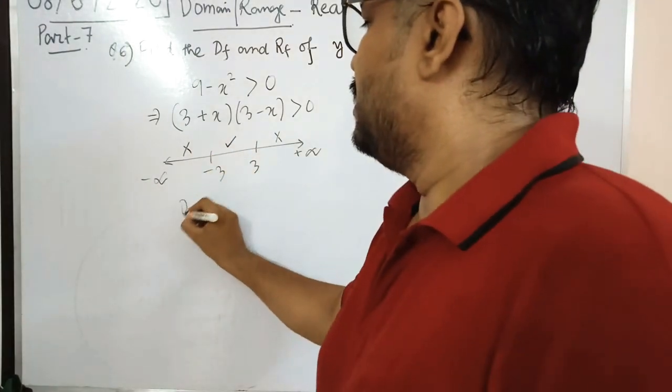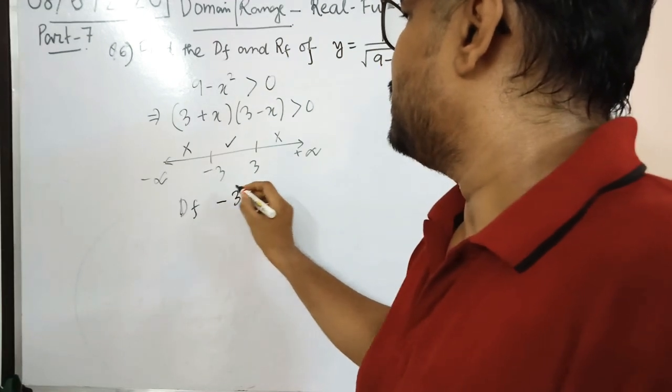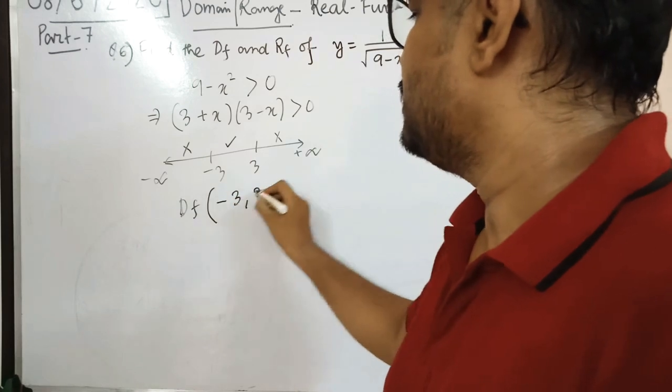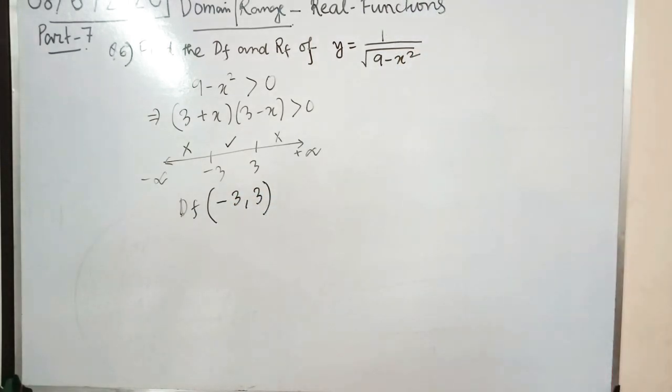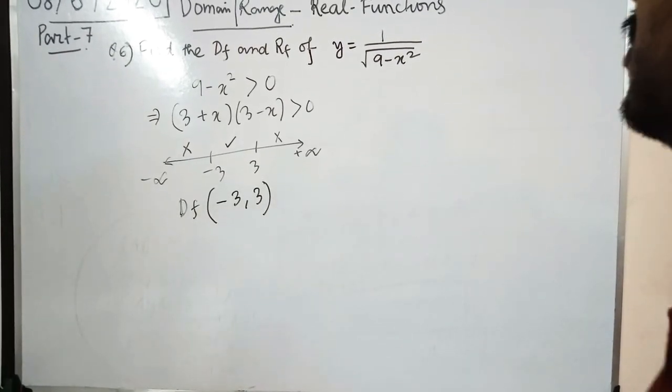So I see that the domain of f is between minus 3 and 3, and it should be an open interval, because it cannot take the value minus 3 nor can it take 3, since in both situations the denominator will become 0. So the domain is minus 3 to 3, open interval.